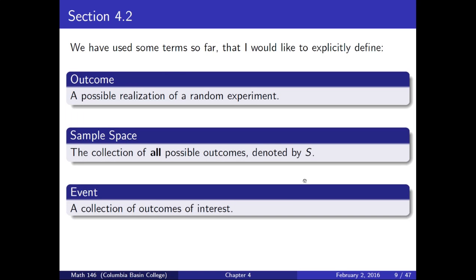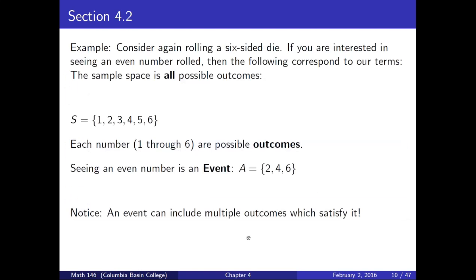A couple of terms that we've been tossing around here I'll formally outline. Outcomes are possible realizations of a random experiment. So when I flip a coin, one outcome could be heads, one outcome could be tails. The sample space is the collection of all the possible outcomes, and we usually denote that with a capital S. And then events are collections of outcomes that we're actually interested in seeing happen.